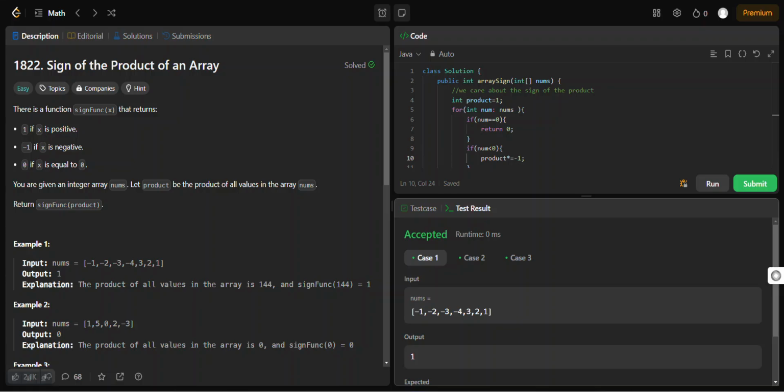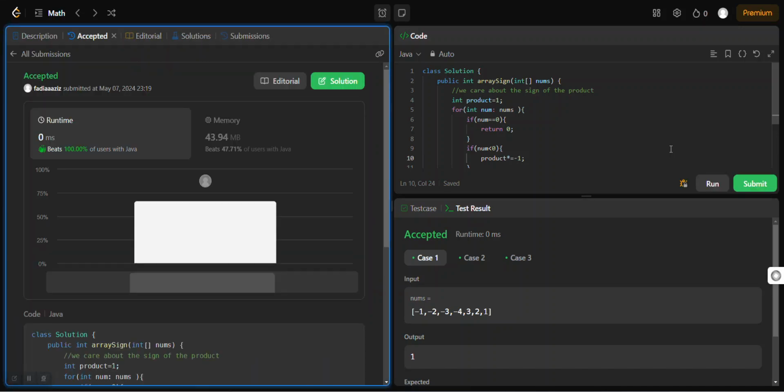Now we are going to submit and check if we have an accepted solution. Okay, so we beat 100% of users with Java, 0 milliseconds.